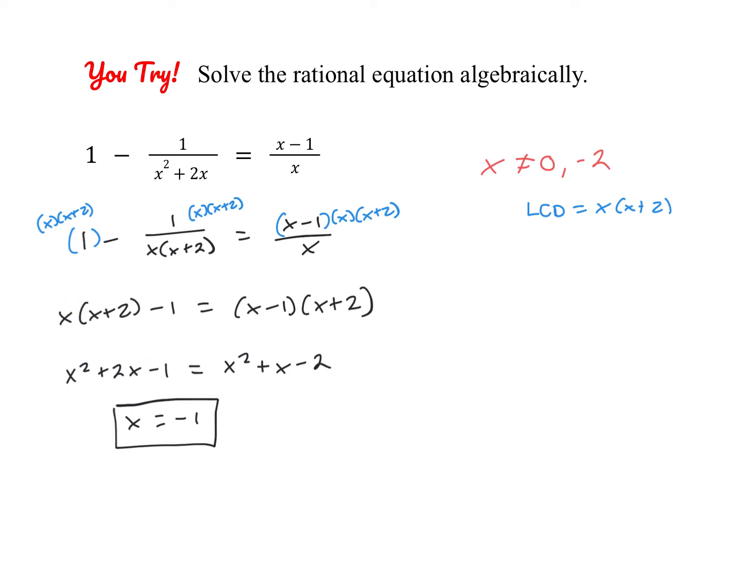So this one ends up being a linear equation after your x squared terms disappear, so you just get one solution, x equals negative 1, and as long as it's not one of our excluded values, which it's not, we're good to go.